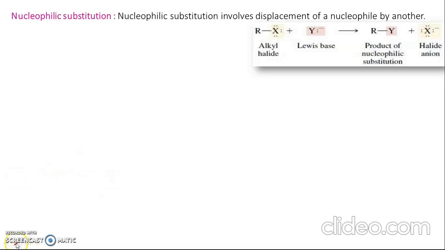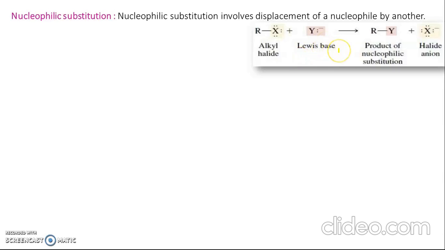So nucleophilic substitution reaction involves displacement of a nucleophile by another. From this general example, you can see that R-X, just imagine for some time that if this R-X bond is broken, then it is X minus. So X minus is replaced by Y minus. So that is why our new product is R-Y and X minus. So it is a displacement of one nucleophile by another nucleophile.